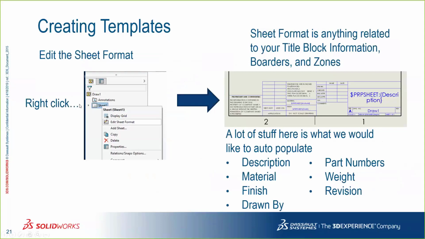You can right click on the sheet, you can right click in space here, you can right click on the tab, and they always say edit sheet format. Before you know it, you're in some kind of screen like this, and the sheet format is really good because it's everything that has to do with your title block. So here are some examples: usually description, part numbers, material, finish, drawn by, company name, all that kind of fun stuff.